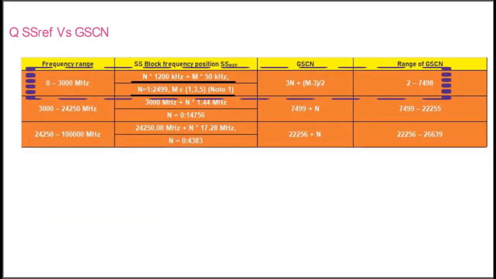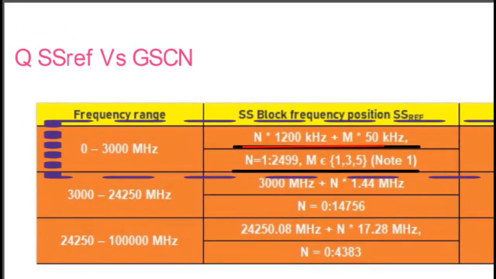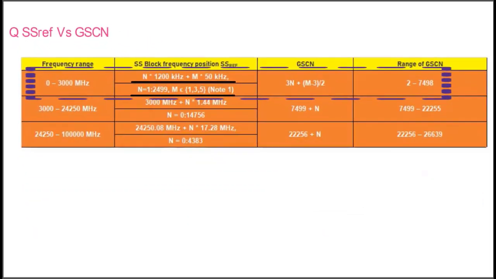Here 1200 kilohertz means 1.2 megahertz is the frequency raster, you can say the synchronization raster. So we'll try to scan the whole bandwidth in 1.2 megahertz steps. On every 1.2 megahertz step you will try to find the location of the SSB.